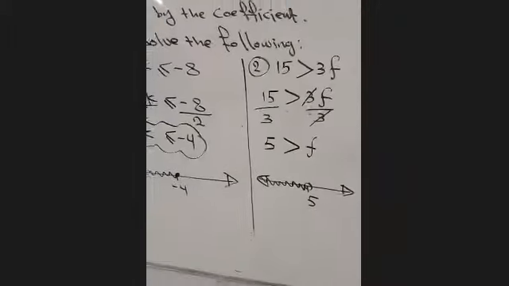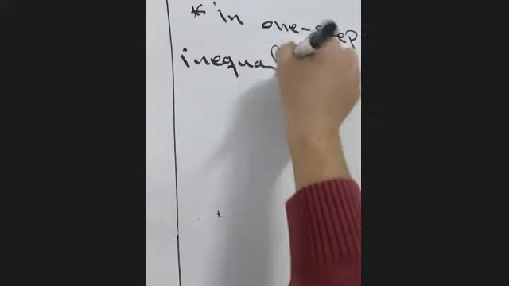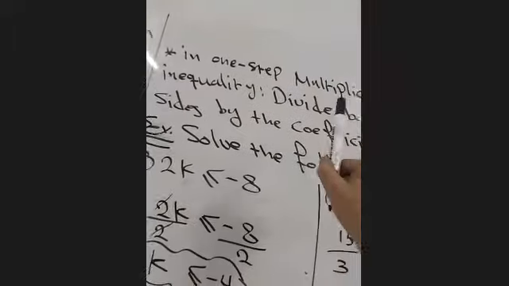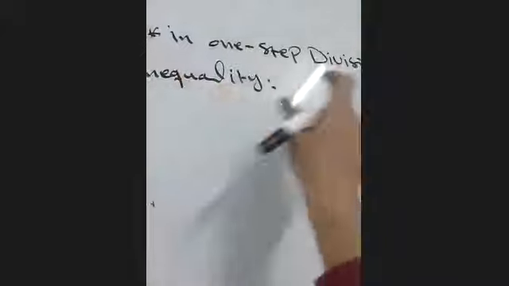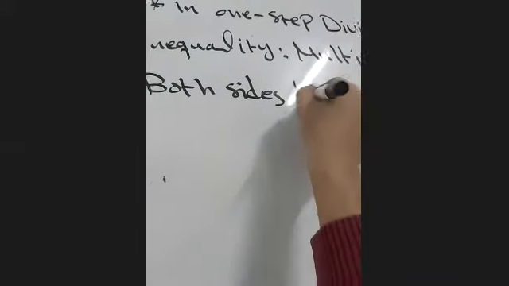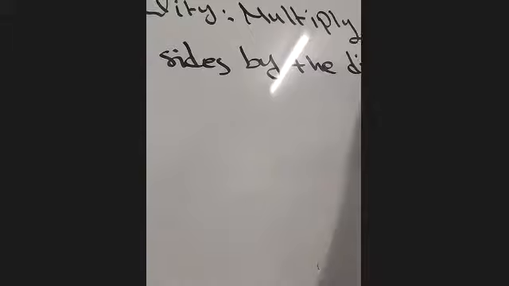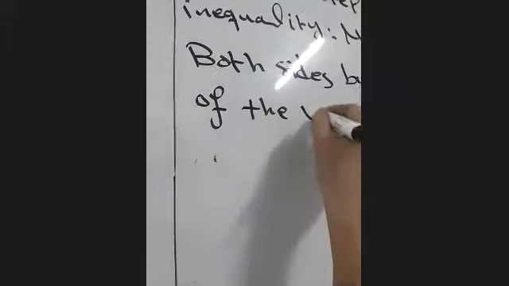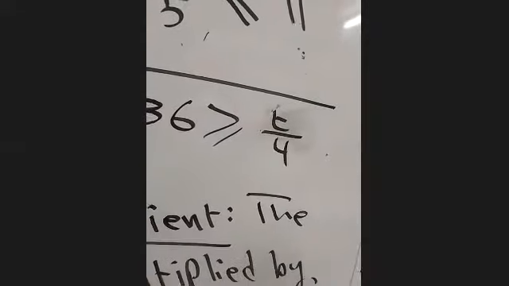What will we do in the division inequalities, guys? In one-step multiplication, I divide both sides by the coefficient. In one-step division inequality, multiply both sides by the divisor of the variable. Here, what's the divisor of the variable, guys? It is 4. The divisor is 4.